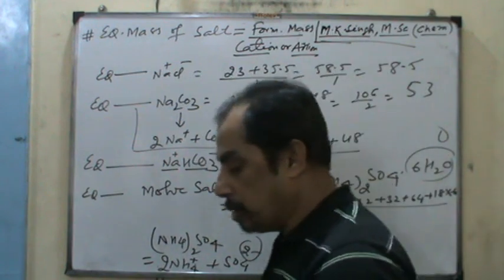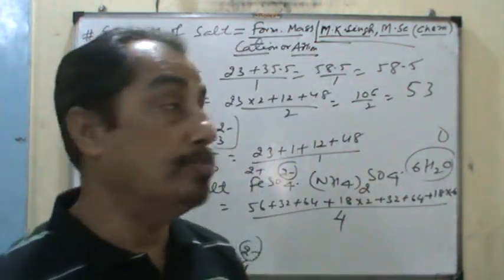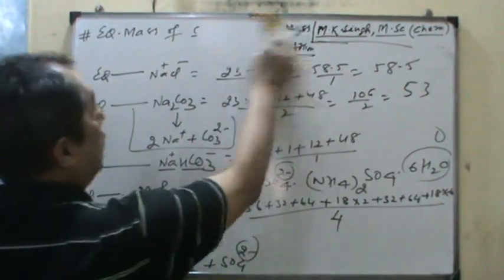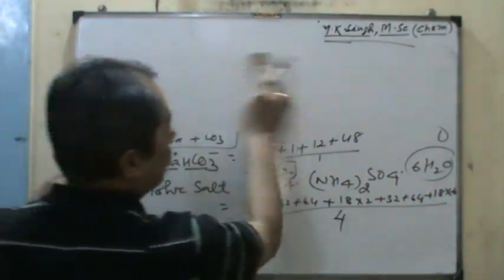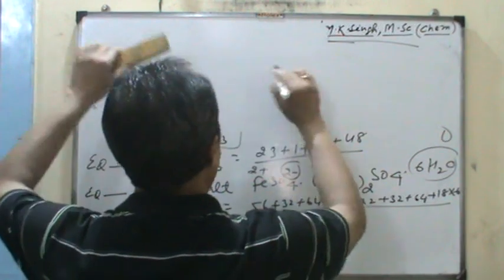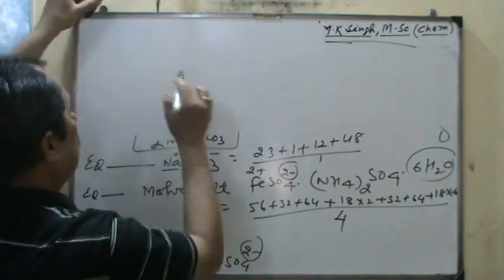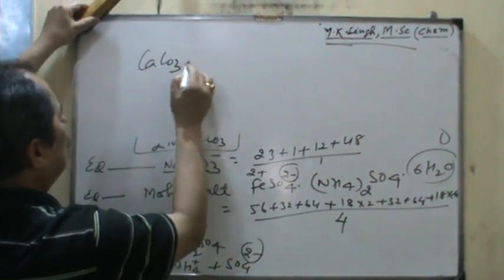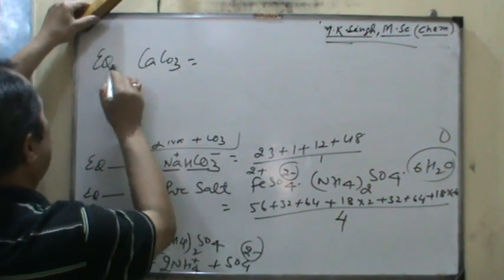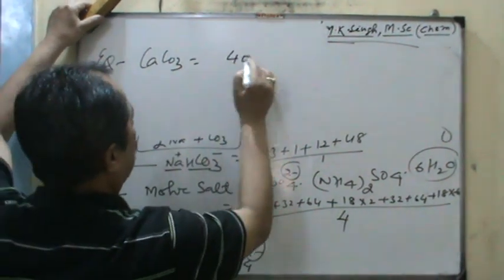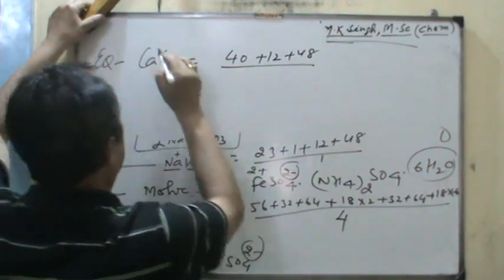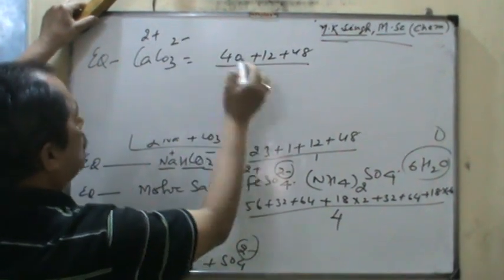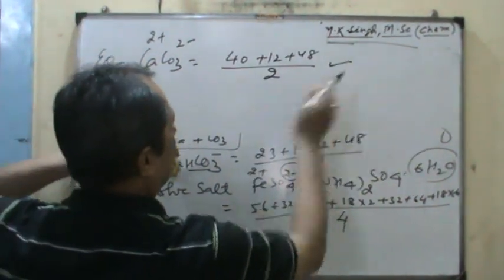So that is the way you can calculate the equivalent mass of the Mohr salt. Now the equivalent mass of CaCO3. How can you calculate the equivalent mass of CaCO3? 40 plus 12 plus 48, divided by 2 positive and 2 negative. Take any one. This is your answer.